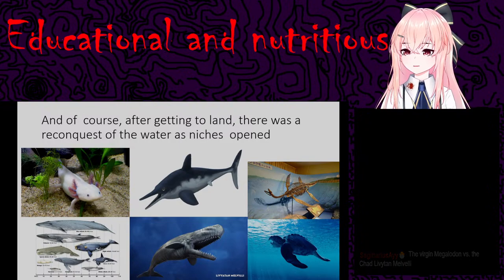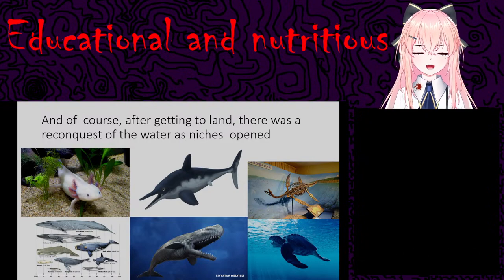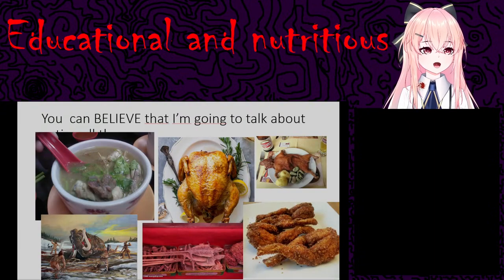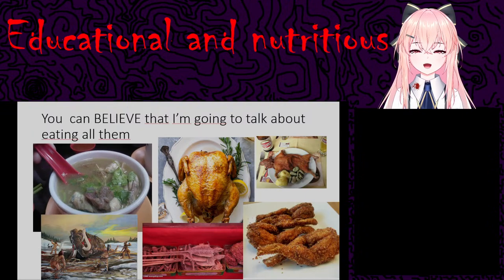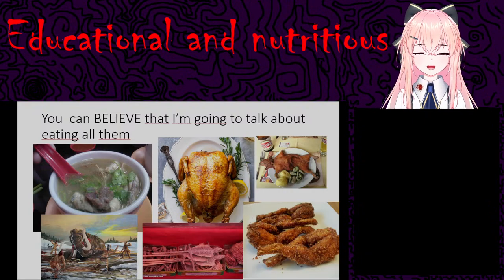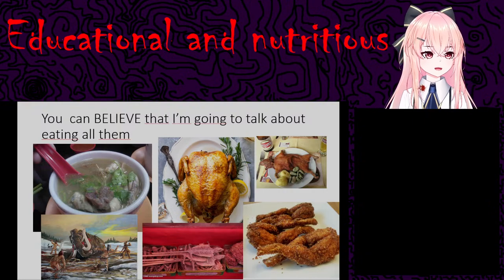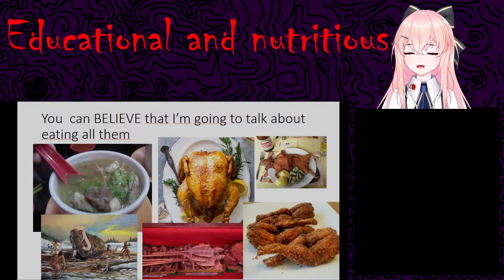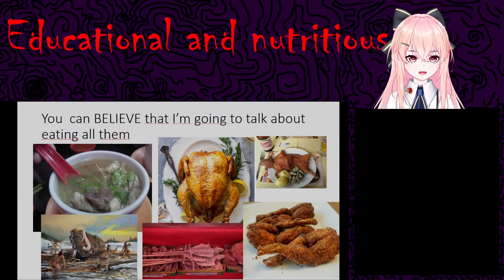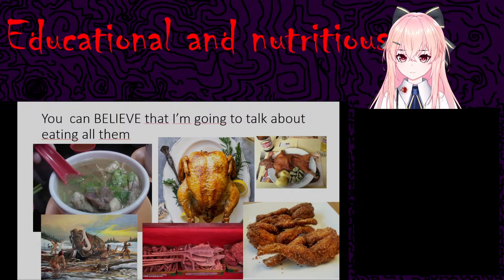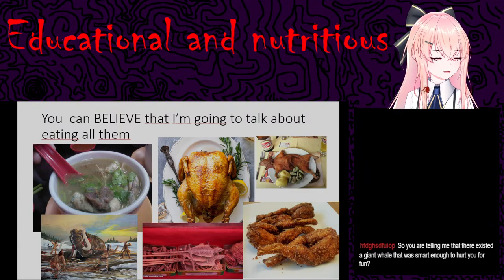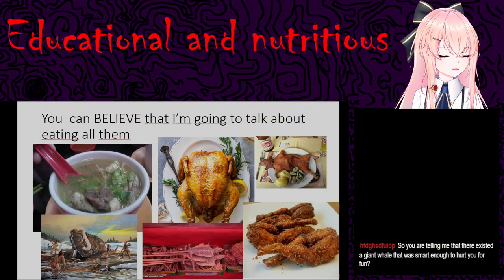Because all of these species are very charismatic, and a lot of those are also very modern, you can absolutely believe that I'm going to talk about eating them all. Gonna eat them all, tetrapods. Absolutely, we're going to eat whale, walrus, snail, snails are not tetrapods. We're going to eat frogs, chicken, cobayes, lizards, mammoth. Holy shit! You mean a giant whale that existed was smart enough to hurt you for fun?